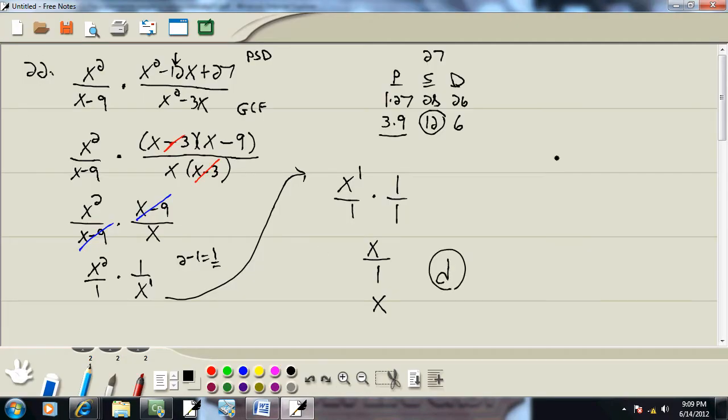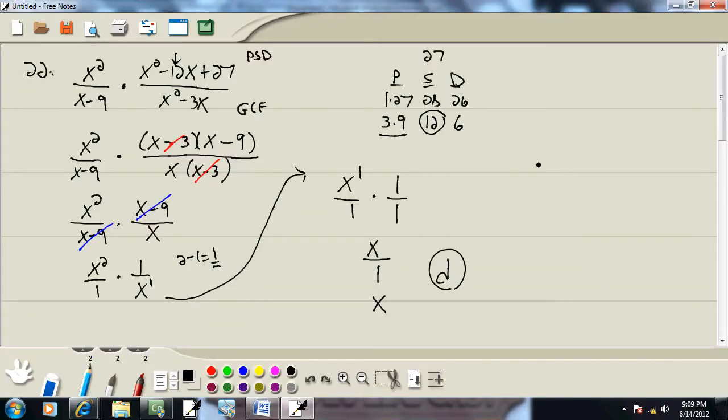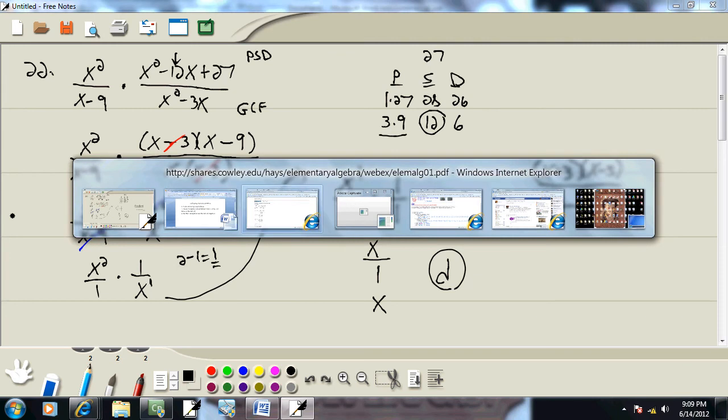Now, when I say in my steps, I know it seems weird, put tops together and bottoms together. If we were left with something significant, like x plus 3 and x minus 5, your last step, you just put them next to each other like that. You don't actually multiply them through, and then whatever your denominator might be. That has nothing to do with this problem, but just to illustrate that again.